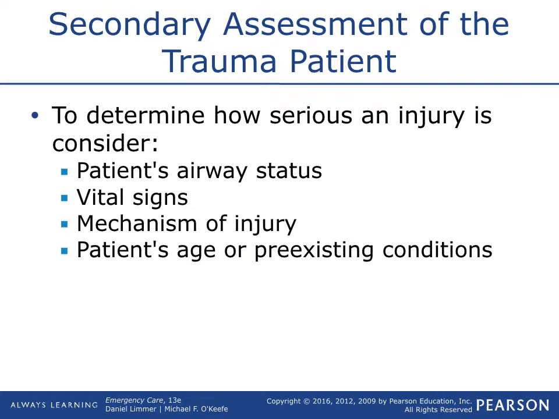Determine how serious an injury is. Patient's airway. Is it patent or not patent? Vital signs. Is the blood pressure low or is it high? Mechanism of injury. Was it a car wreck, fall off a tree, punch to the face, baseball bat to the head, and a patient's age or pre-existing conditions.